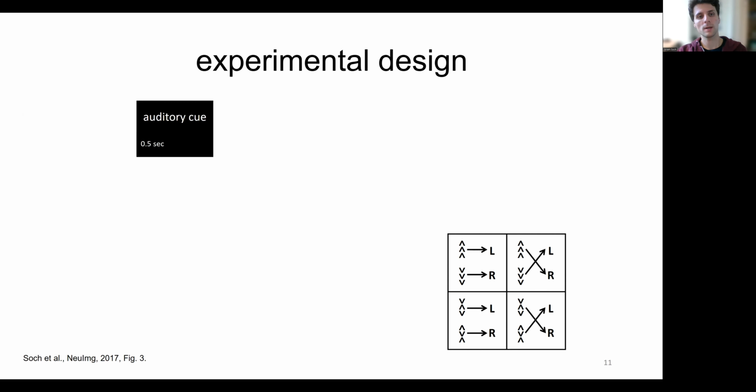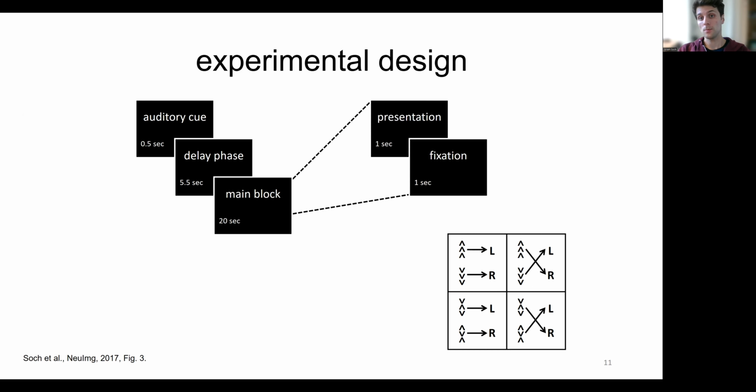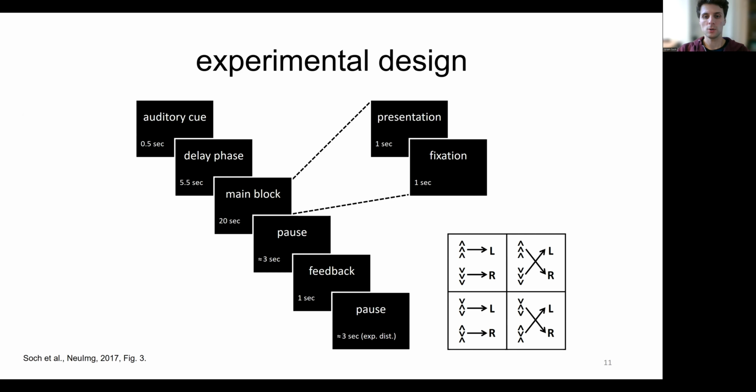First, there was always an auditory cue signaling the subject which rule to apply. Then there was a delay phase in which subjects could prepare for this task. Then there was a main block in which 10 trials from this experimental condition were presented. And then there was a visual feedback after each block.